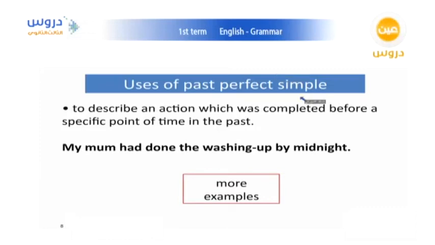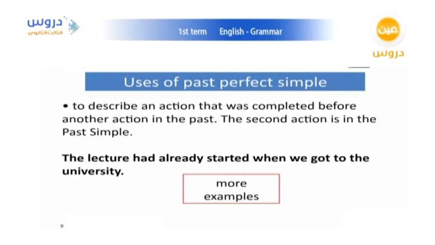So the uses now of the past perfect: to describe an action which was completed before a specific point of time in the past. And we had an example now. My mom had done the washing up by midnight. Here is the past perfect. More examples. I think we will tell you inshallah at the end of the slides.